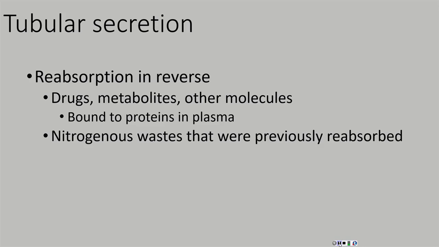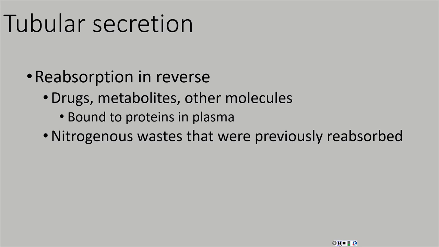So last lecture we talked about a broad overview of reabsorption, and then we started talking a little bit more specifically about reabsorption in the proximal convoluted tubule. Today we're going to give a broad overview of secretion, and then we're going to look at reabsorption and secretion throughout the rest of the nephron. So tubular secretion really is like reabsorption in reverse. Reabsorption was taking substances from the filtrate and putting it back into the blood. Secretion is taking something from the blood that was not filtered and placing it into the filtrate.